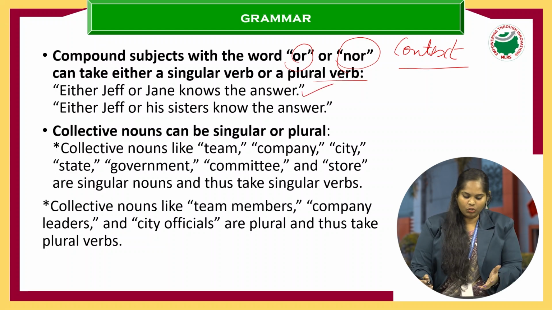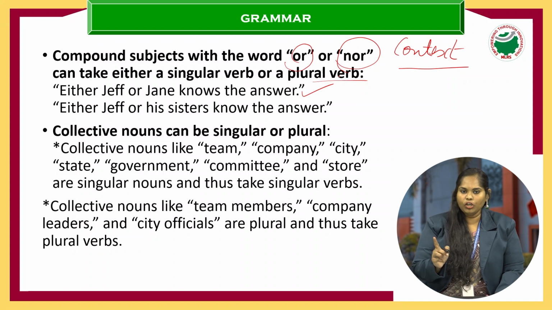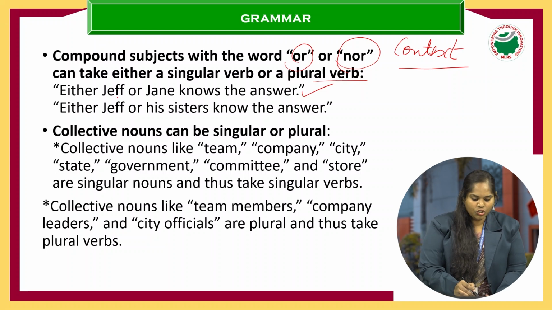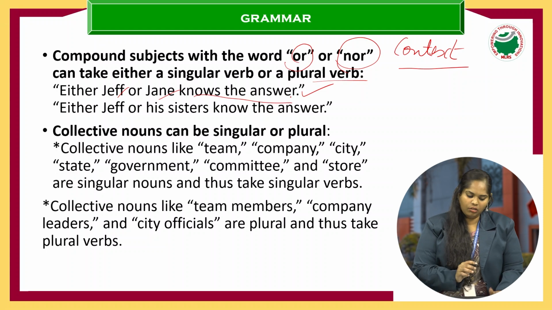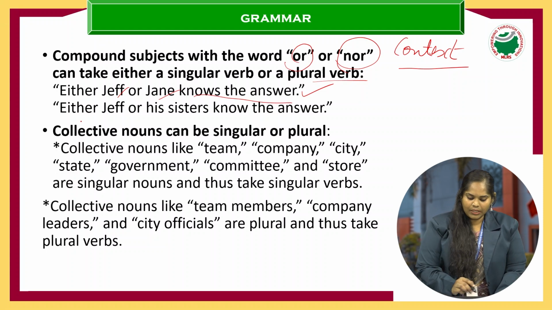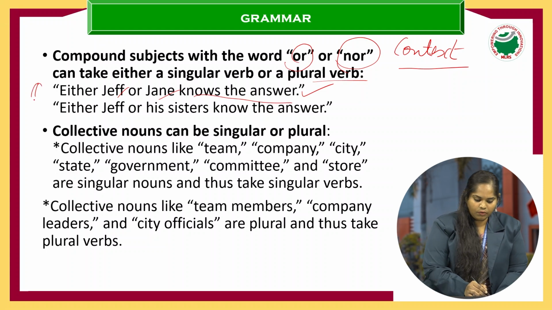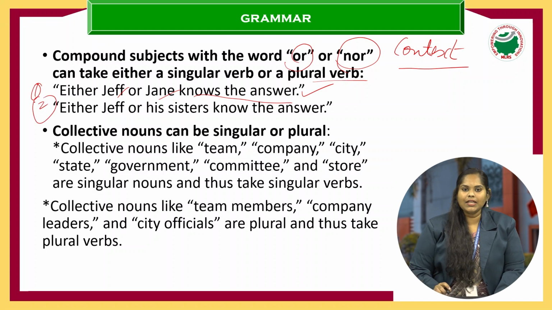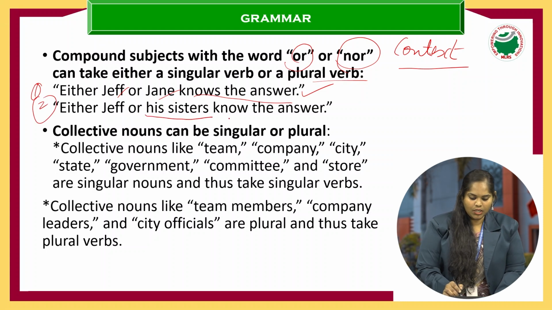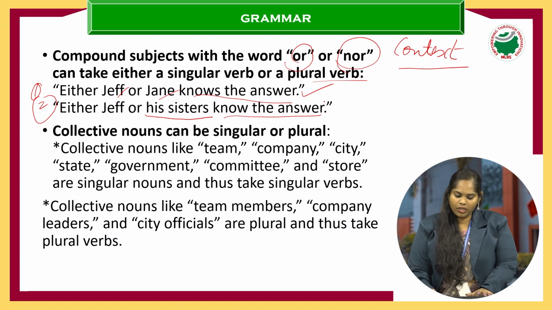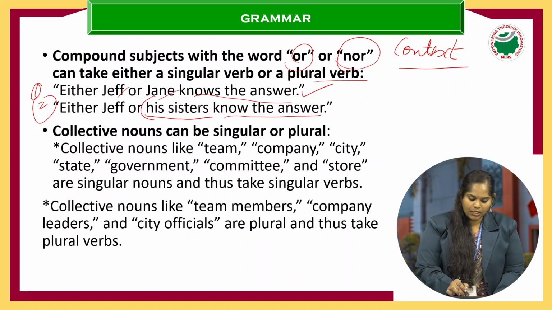Here in the first sentence, the picture is very clear. We are only talking about two individuals: either Jeff or Jane knows the answer. Here there are only two people. In the second sentence, you could see: either Jeff or his sisters know the answer. So here Jeff is singular and his sisters is plural.